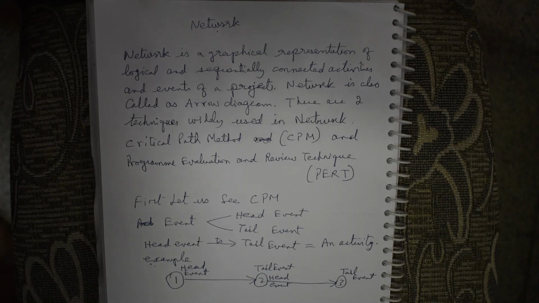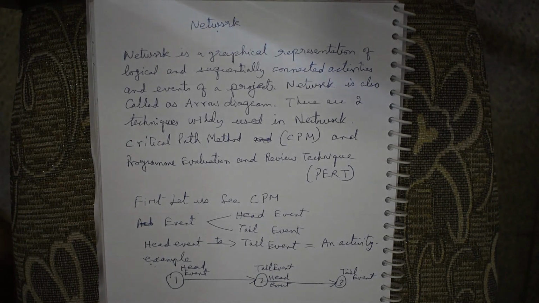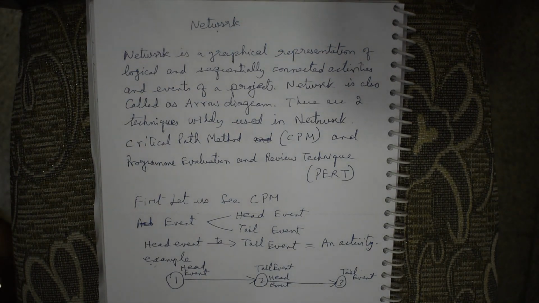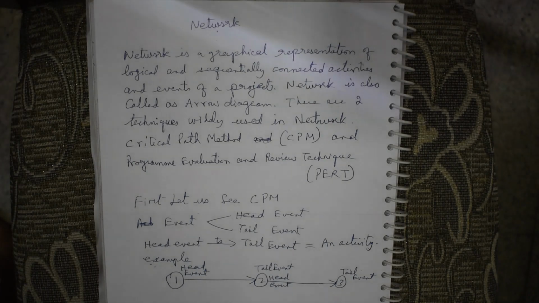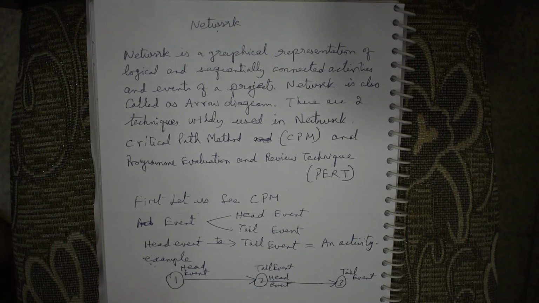So, this event is basically an activity which has some action. There are two types of events, head event and a tail event. Every action will have a head event and end up in the tail event. So I have given an example here.